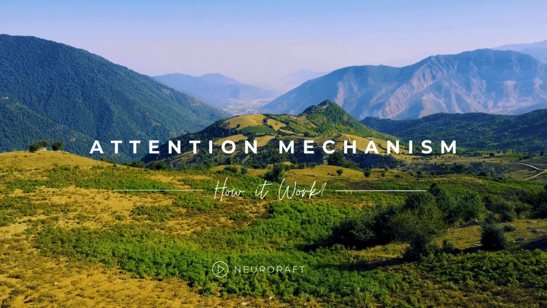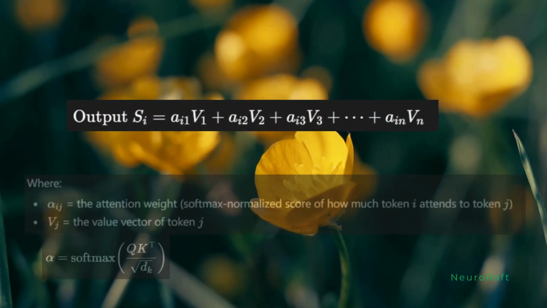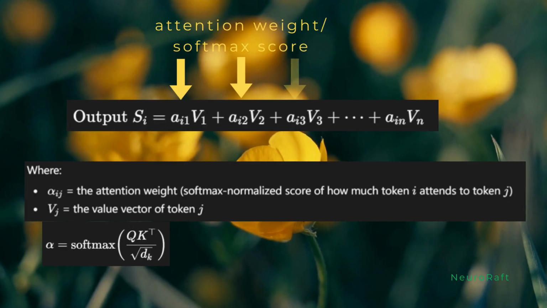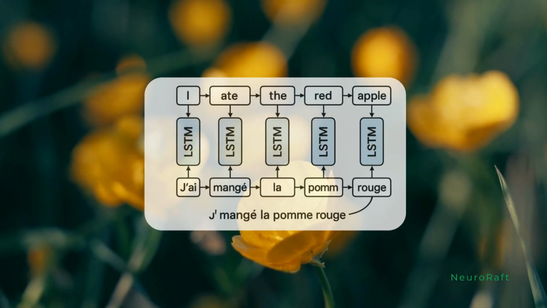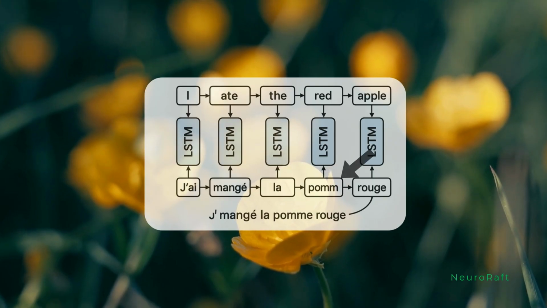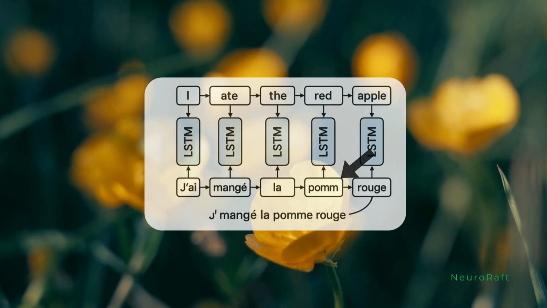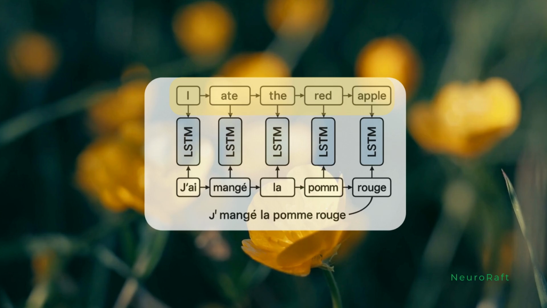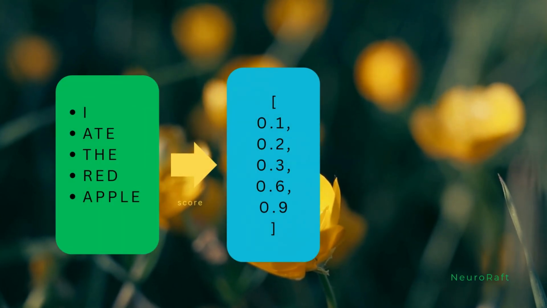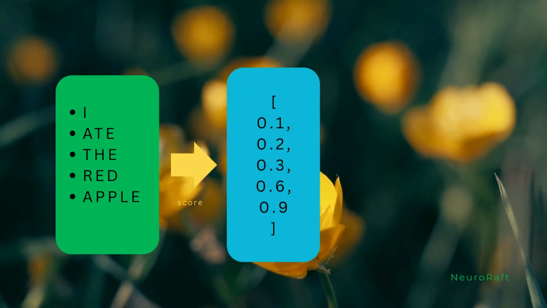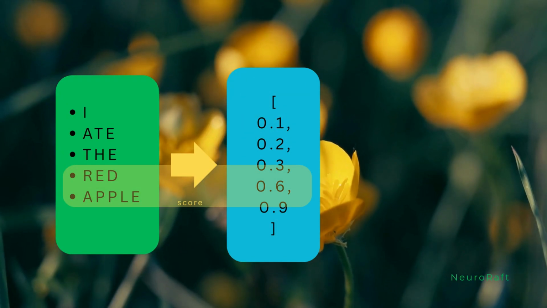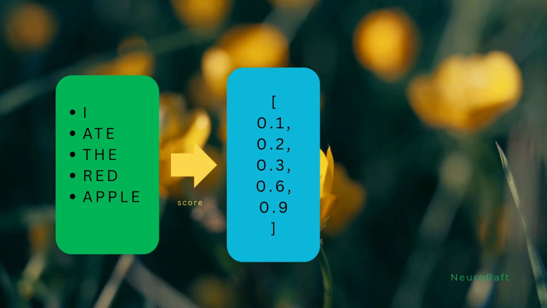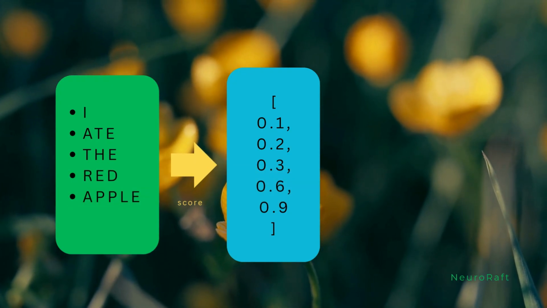How it works. Attention works by assigning a weight to each part of the input, with the most important parts receiving the highest weight. Using our previous example, when it's time to translate the word pomme, which means apple, the model can look back at all the English words in the original sentence and give a score to each one to see how relevant they are. The model looks at all the English words and assigns a relevance score, as shown here. Notice that apple and red have the highest scores because they are the most important words for translating pomme.